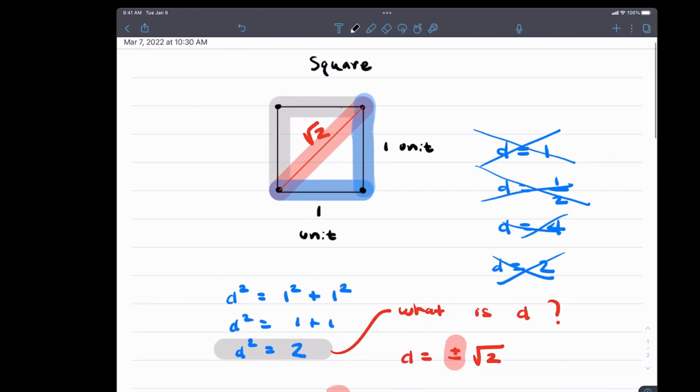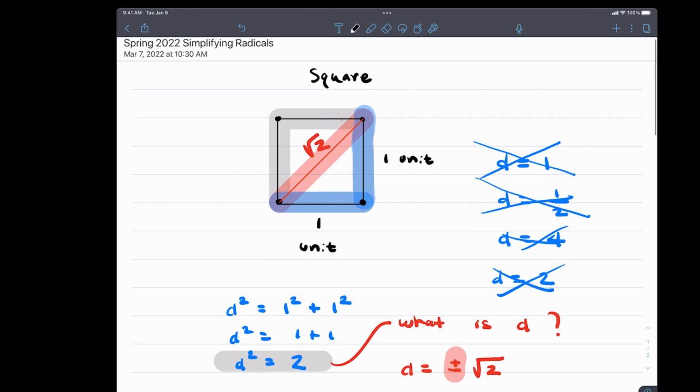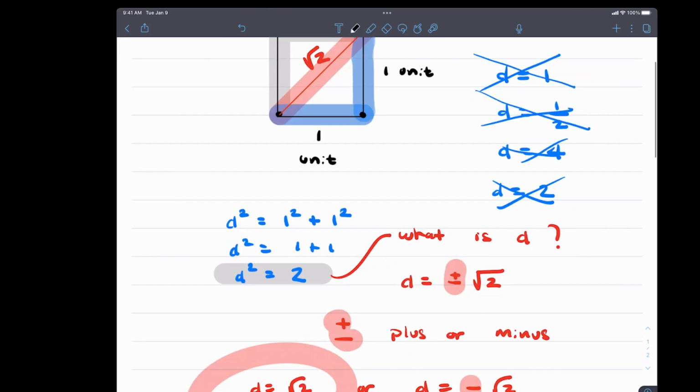Let's use some logic here. Obviously, there is a diagonal distance value. Is that true? You can start to measure it with a ruler. If you got out a ruler, you can measure this thing. But you'll never be accurate because here's what we know.